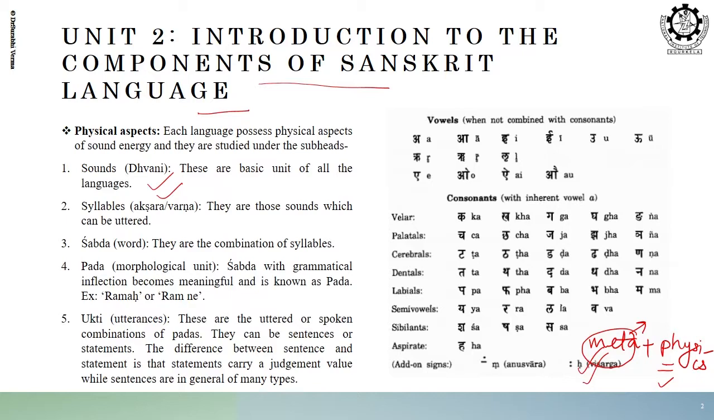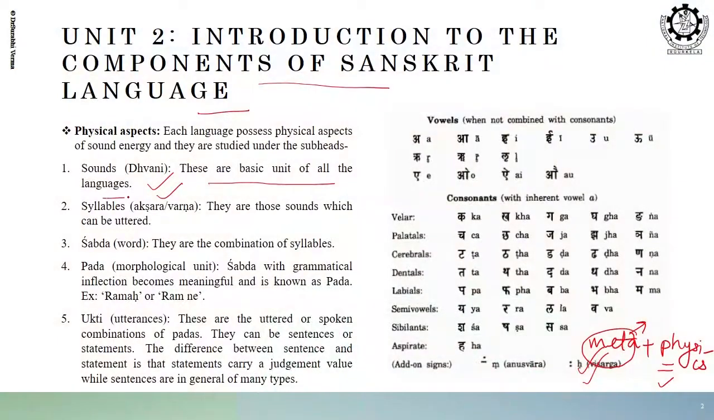We are not obsessed with the written version of the language or bhasha. We are habituated to give the practice of the pronunciation of the sounds from the base structure itself. So the first component of a bhasha is Dhvani, that can be understood as sound. Here you can see the basic unit of all the languages is Dhvani. Then syllables, or Akṣara or Varṇa, come into existence, and they are those sounds which can be uttered.